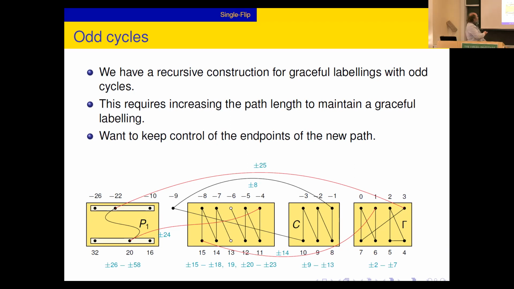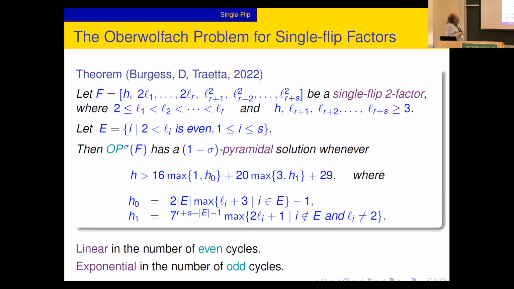Okay. And then now I've got a new zillion graph. It's got a much bigger path. You see why we start getting exponentiation. But what I've done is I've added an odd cycle, and this is gracefully labeled. Okay.